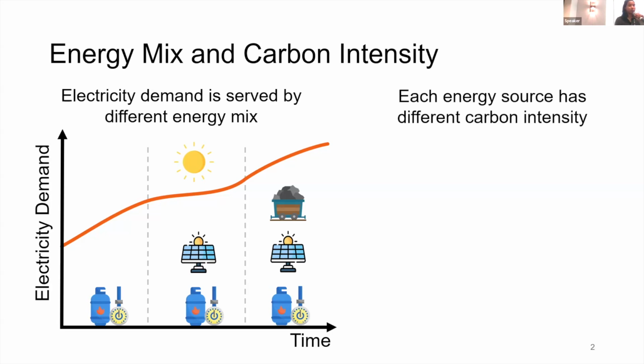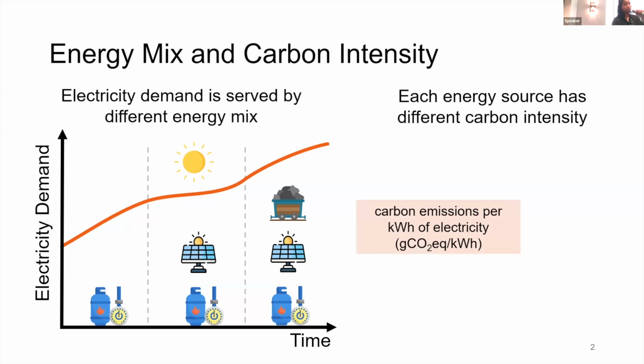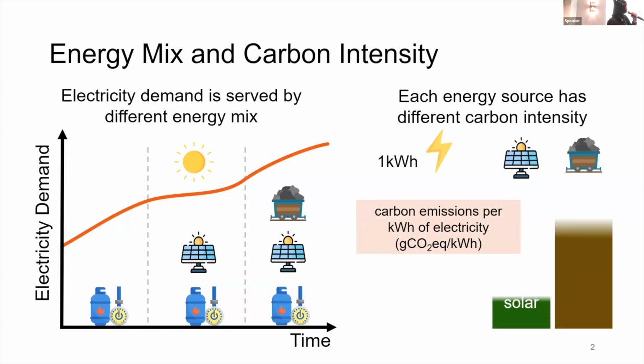With the energy mix, each energy source has different carbon intensity. The definition of carbon intensity is carbon emissions per kilowatt hour of electricity, also expressed as grams of CO2 emitted per kilowatt hour. Just to give you some illustration, let's say we have 1 kilowatt hour of electricity. Solar would emit lower carbon emissions as compared to coal. What this means is that solar has lower carbon intensity as compared to coal.